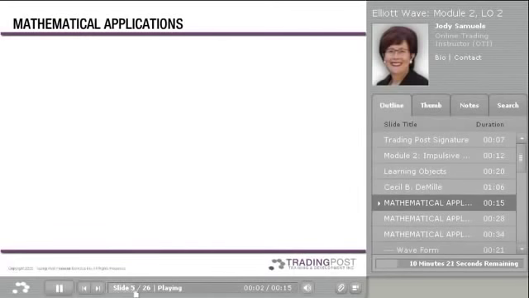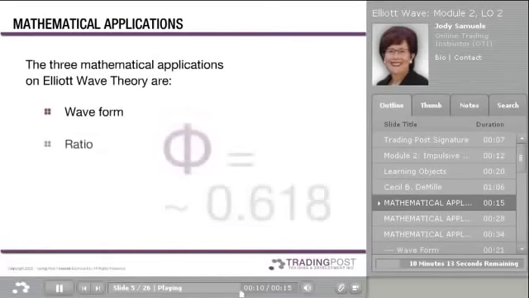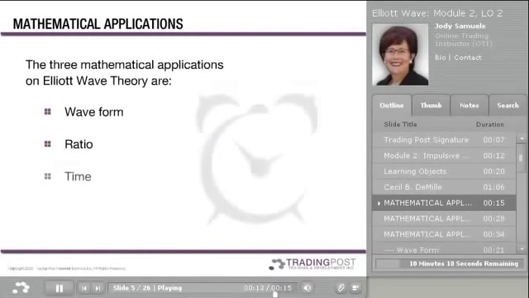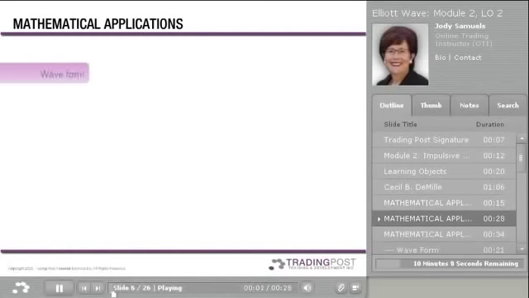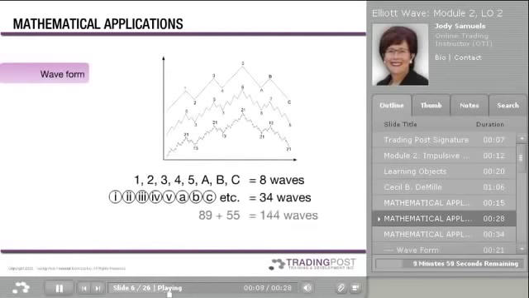To review, the three mathematical applications of Elliott Wave theory comprise waveform, ratio, and time. Fibonacci numbers are found in Elliott's waveform. How do we use Fibonacci numbers in Elliott wave analysis? We have discussed that the basic 5-wave impulse and 3-wave corrective always subdivide into Fibonacci numbers. One complete cycle has 8 waves, and subdividing further, the next cycle has 34 waves, followed by 144 waves.